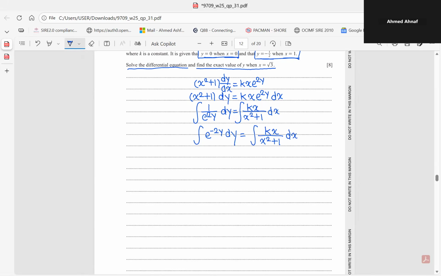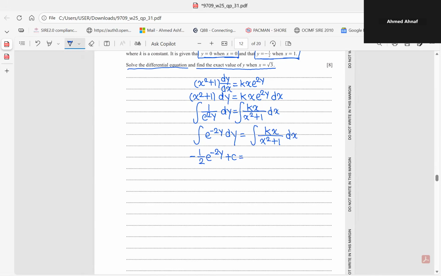Okay, so to integrate the left-hand side, very simple. Just take the derivative of the power. So that's just -2, and you divide it by the original exponential. So this would just be -1/2 times e to the power of negative 2y plus c. You can keep the plus c on either side.